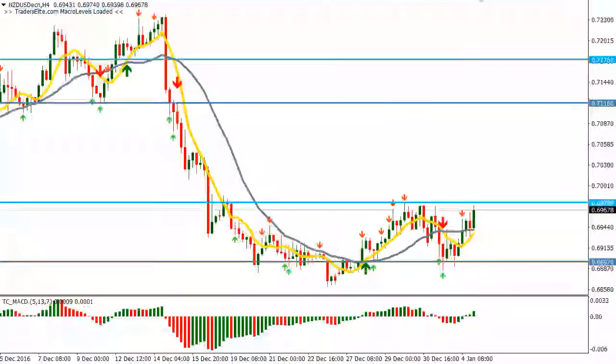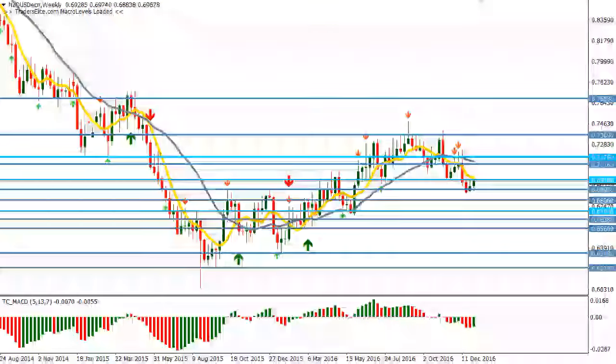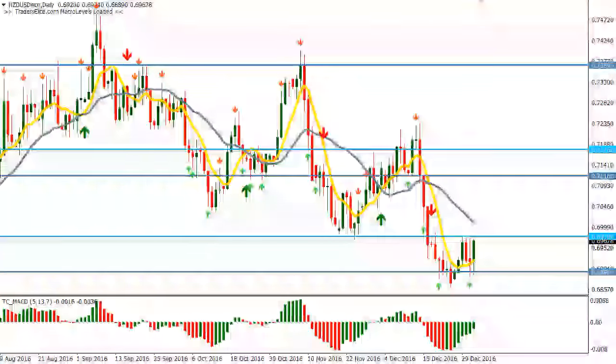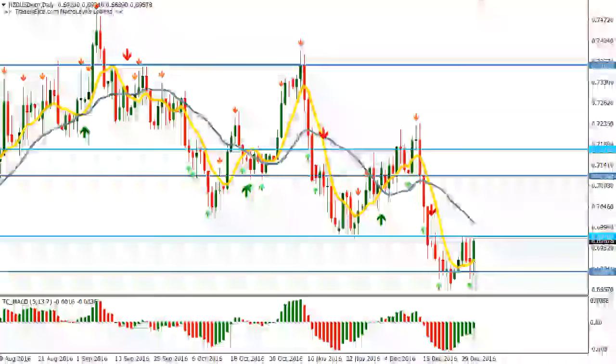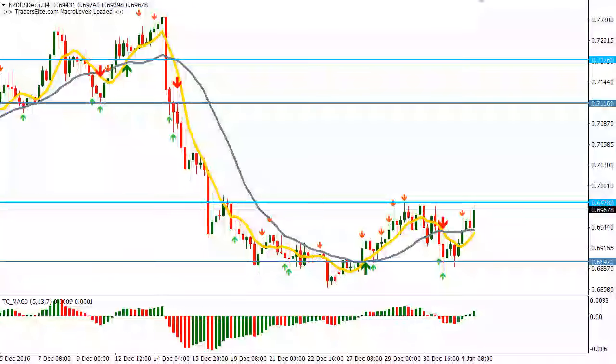Okay, Kiwi down on the weekly. It still hasn't been the strongest looking of downward moves. Down on the daily, a bit more powerful there, but it's been range bound between these two macro levels, 68.97 and 69.78. So a little hard to tell at this stage. I'd probably stay on the sidelines for that.